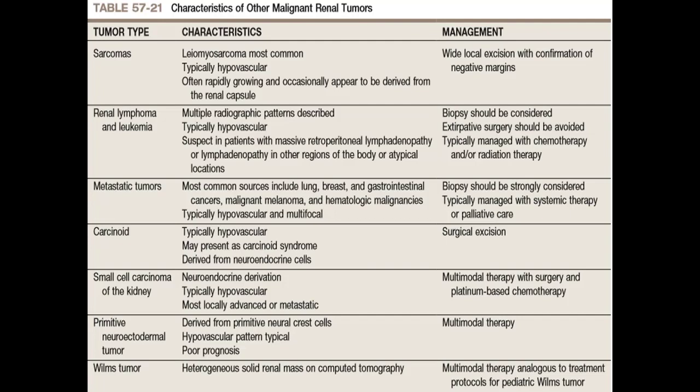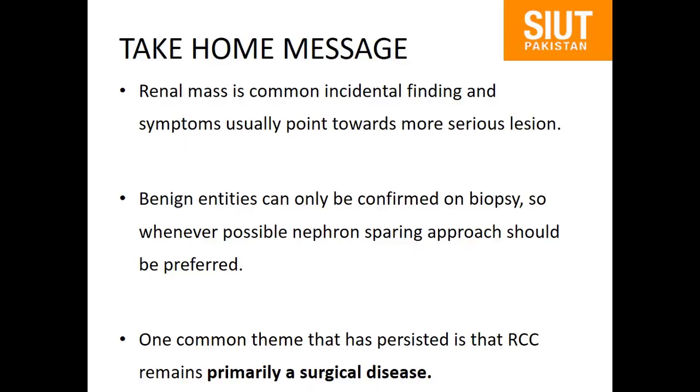Wilms tumor is mostly seen in the pediatric population. Again, treatment follows the protocol, which includes chemotherapy and then surgery. So what is the take-home message? Renal mass is a common incidental finding, and symptoms usually point towards a more serious lesion. Benign entities can only be confirmed on biopsy, so whenever possible, a nephron sparing approach should be preferred. One common theme that has persisted is that RCC remains primarily a surgical disease.